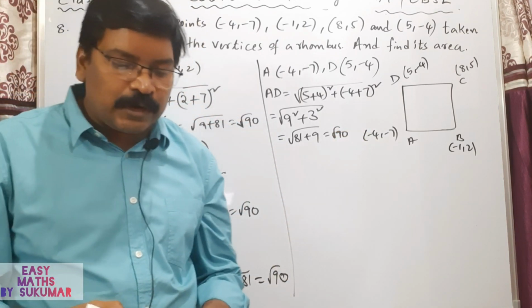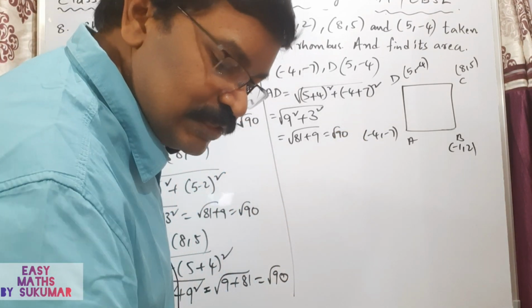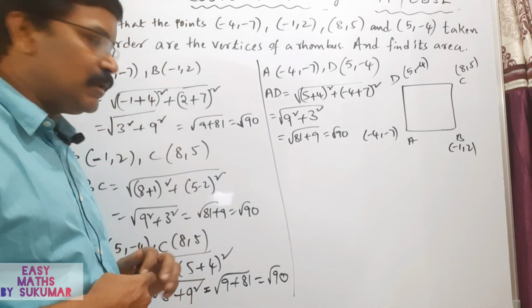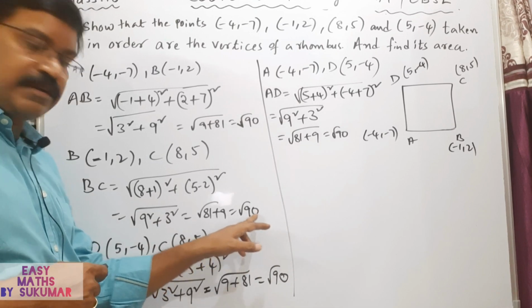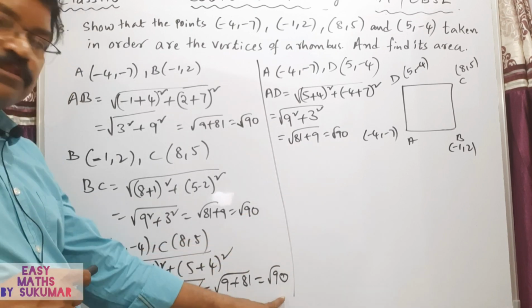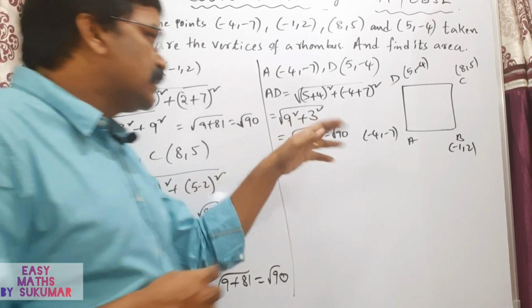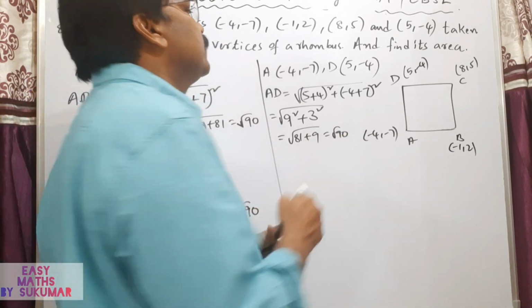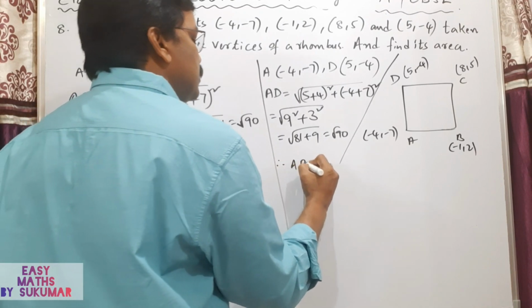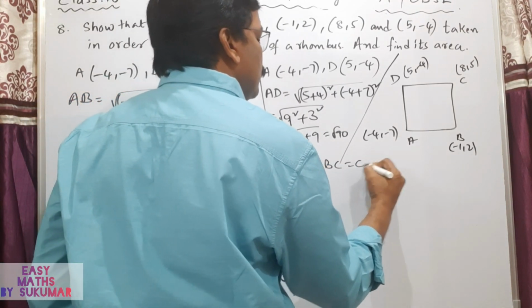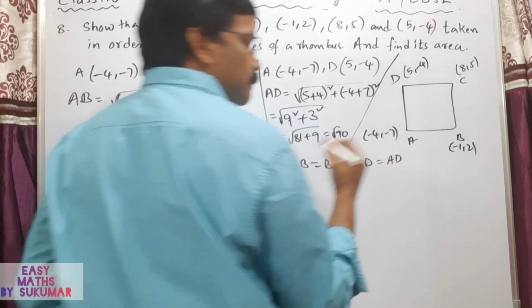So my dear students, what do you observe here? All these four sides are equal. AB is root of 90, BC is also root 90, and DC, this distance, is also root 90, and the last one, AD, is also root 90 here. Therefore, AB is equal to BC is equal to CD is equal to AD.